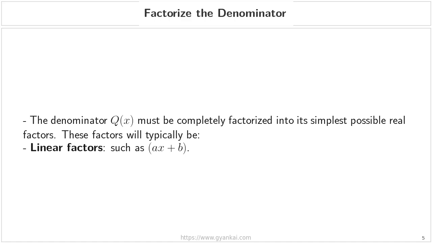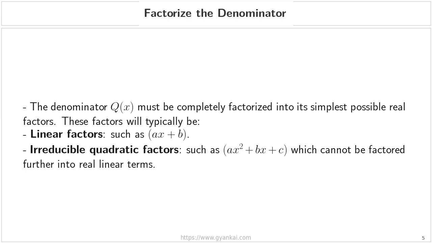Now, what do we mean by factors? Well, there are two main types you'll typically encounter. The first is a linear factor. This is simply an expression of the form ax plus b. Remember, a and b are just constant numbers. For example, something like 2x plus 3 or x minus 5 would be linear factors.